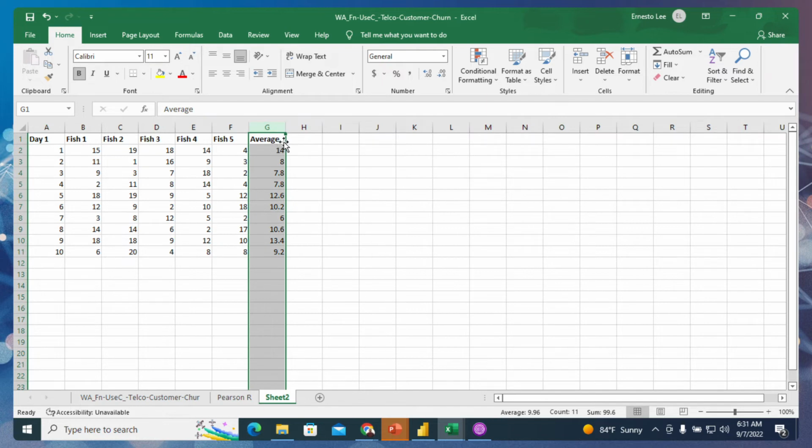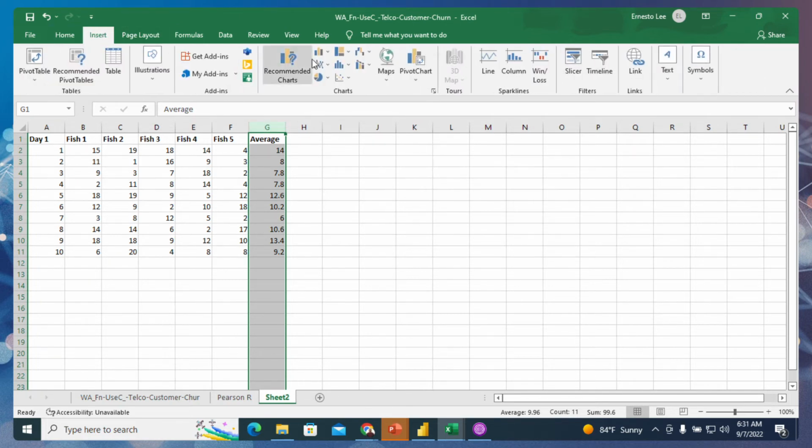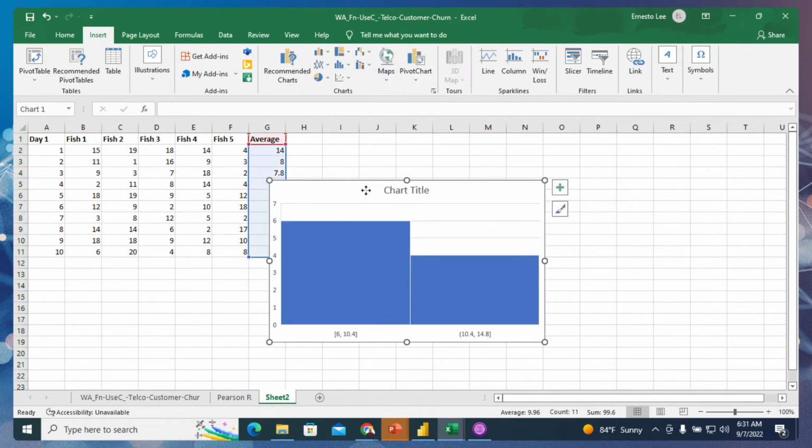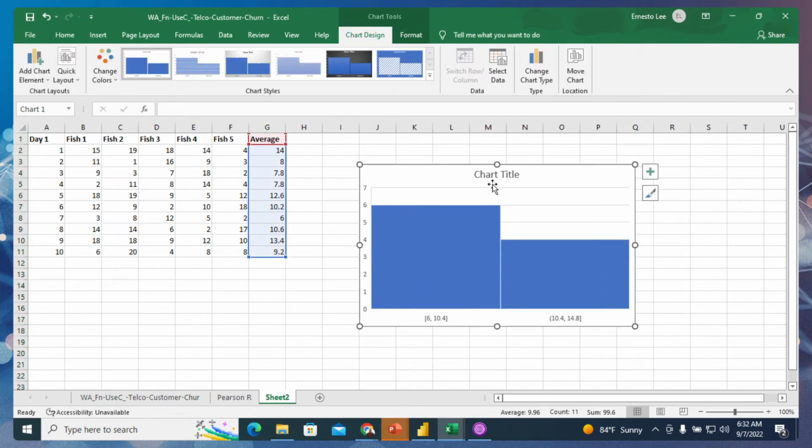And now what I'm going to do is go to column G, which is the average. Now, I don't know the size of every fish in the sea of this type, but I know for 10 days, I caught 5 fish a day, and this is the average length of these fish. So I'm going to go to Insert, and insert a histogram. And you can see that this histogram after 10 days doesn't give me a lot of data.